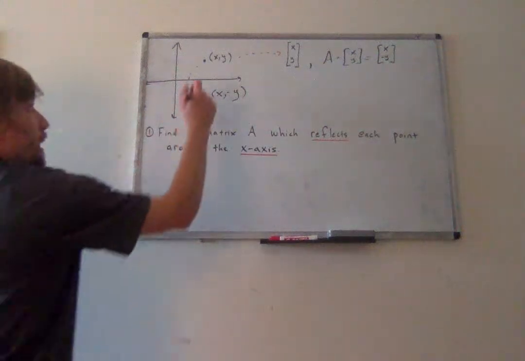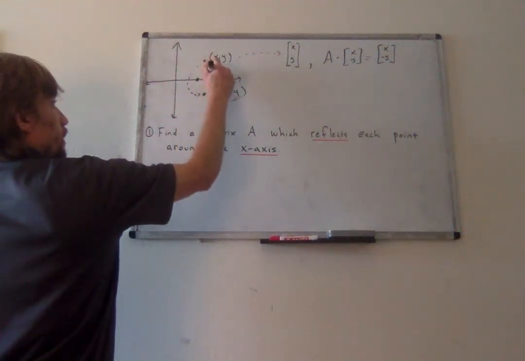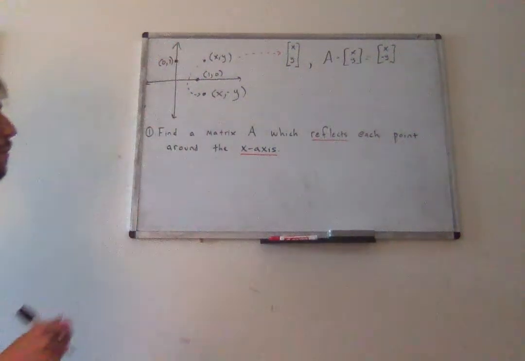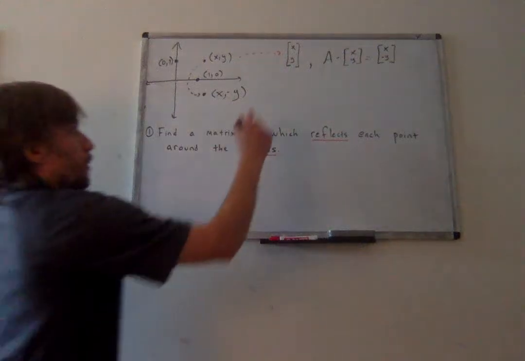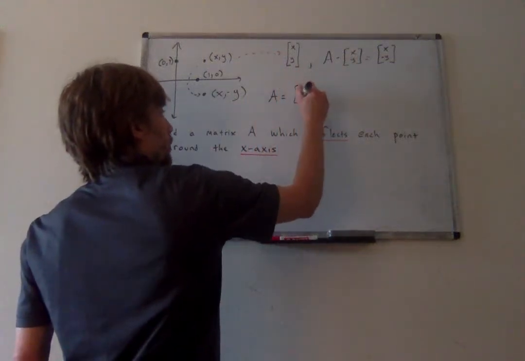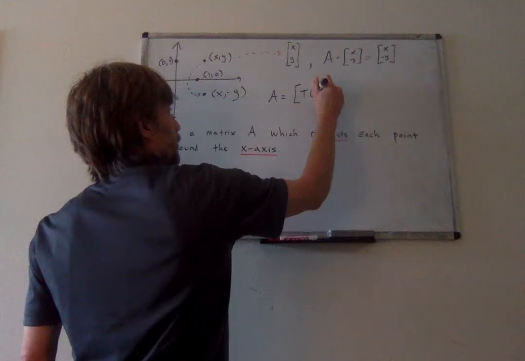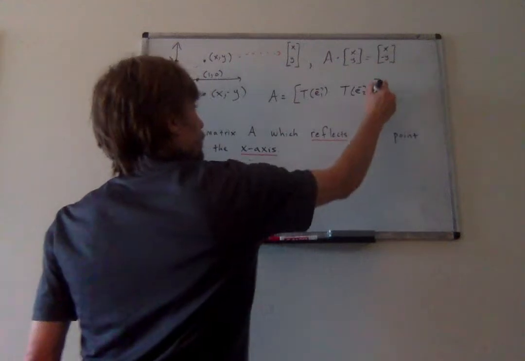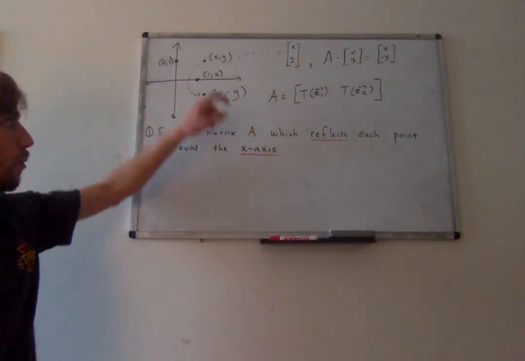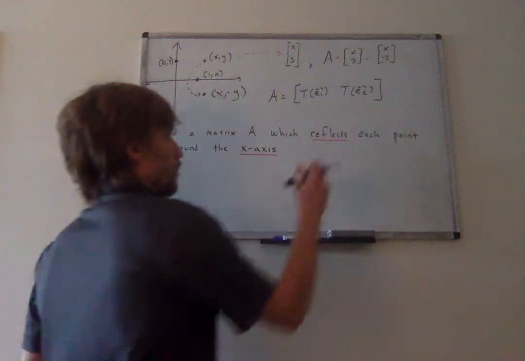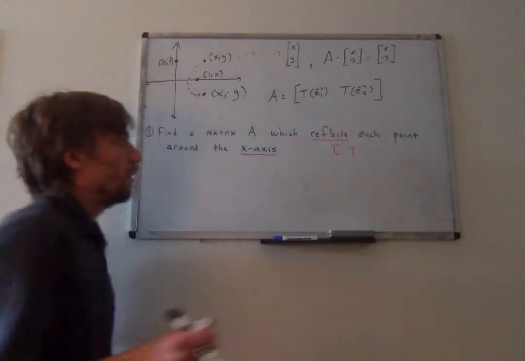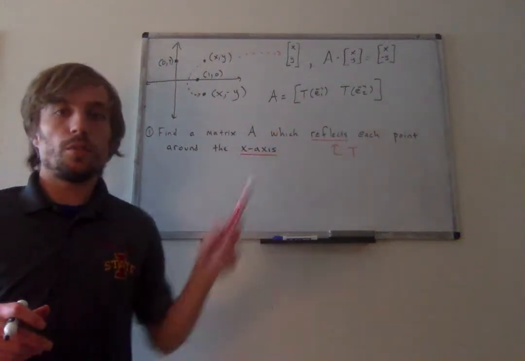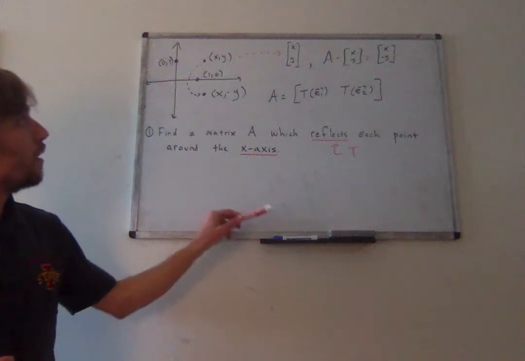So it turns out, again, all we need to do is know what happens to the point (1, 0) and what happens to the point (0, 1). Because, remember, A is going to equal [T(e1), T(e2)], where T is the transformation, which we'll say reflects each point around the x-axis. And as we learned, if we know what happens to the two standard basis vectors in R2, we know A.